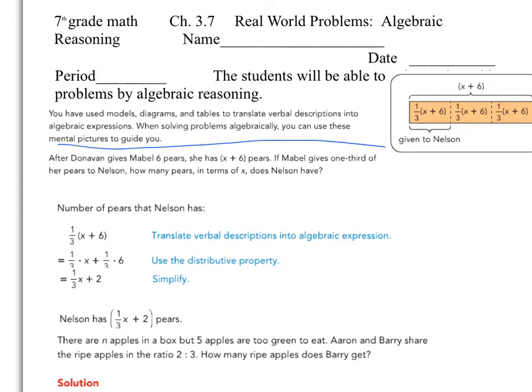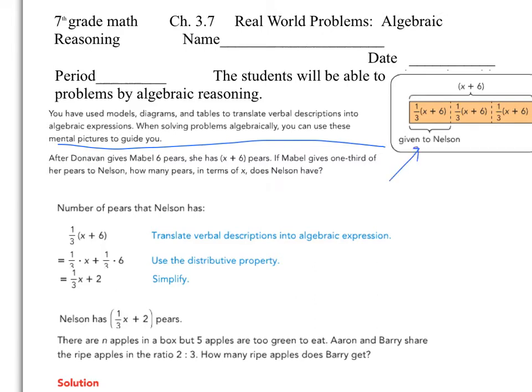So after Donovan gives Mabel 6 pairs, she has x plus 6 pairs. If Mabel gives 1/3 of her pairs to Nelson, how many pairs in terms of x does Nelson have? Okay, so x plus 6 is what we're starting with, and she's giving 1/3 to Nelson. So 1/3 of x plus 6. Of means multiply, so you have 1/3 times the quantity x plus 6.